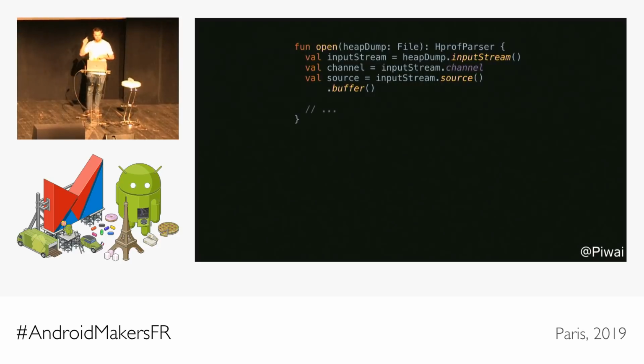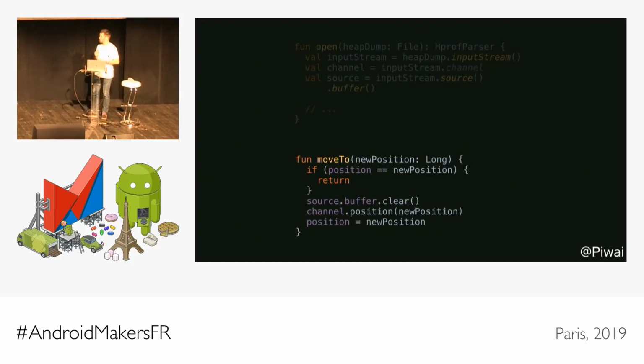There's one trick here: because I knew I needed to jump around on the file, and that's not something that comes standard with OKIO, I took the input stream and retrieved the NIO channel. It's something from the JDK, which lets me do this. When I want to jump to another place, instead of reading continuously, I just say, hey OKIO, forget about what you got. Then I tell the Java NIO channel, hey, you're here now. It just moves, and then OKIO resumes reading like normal.